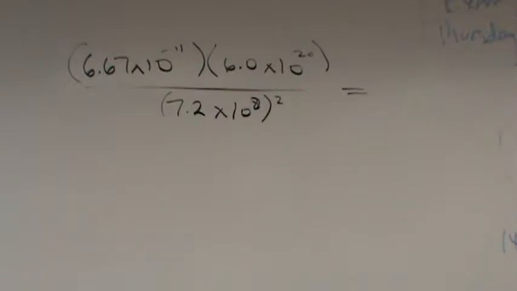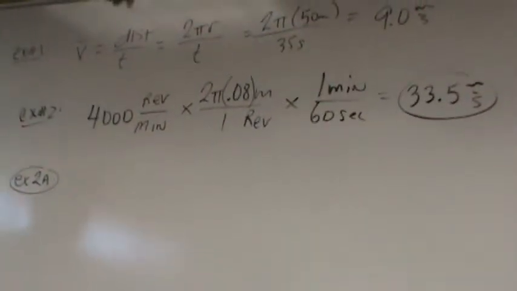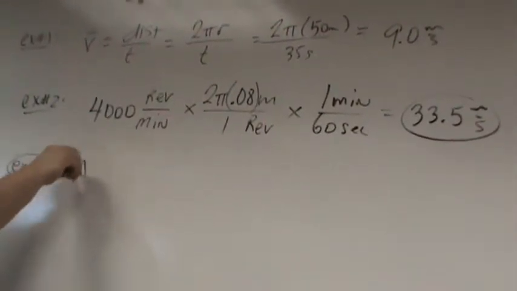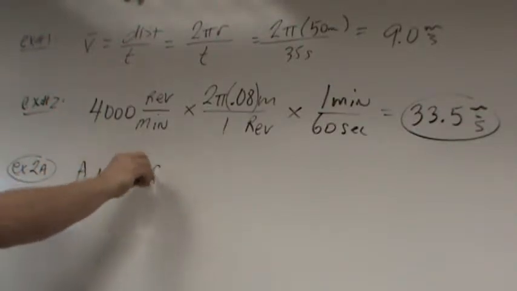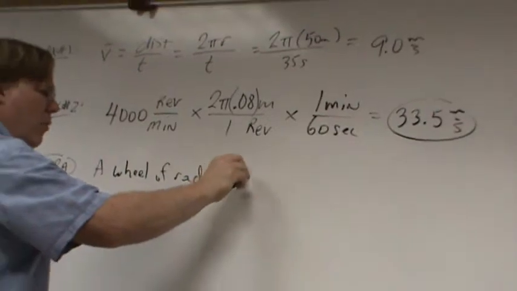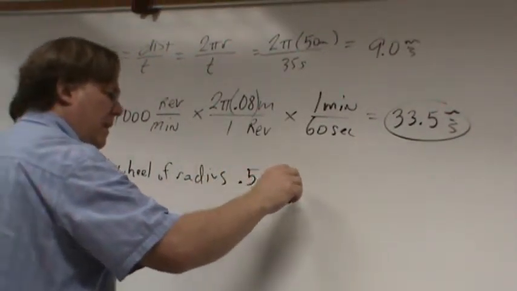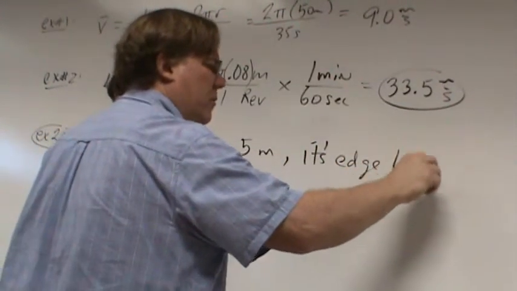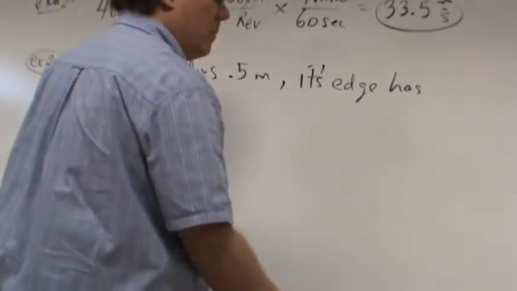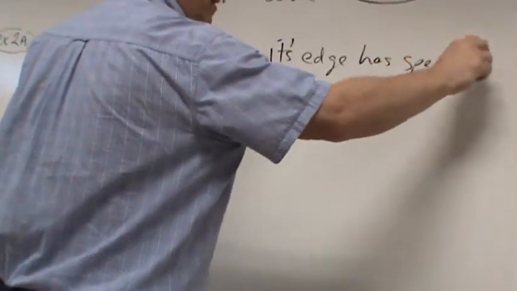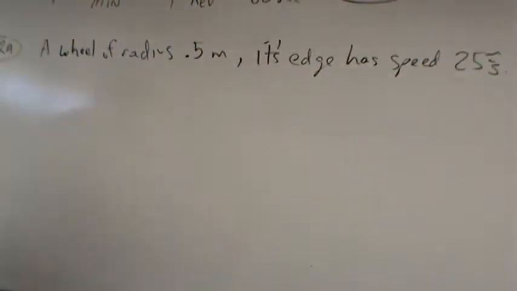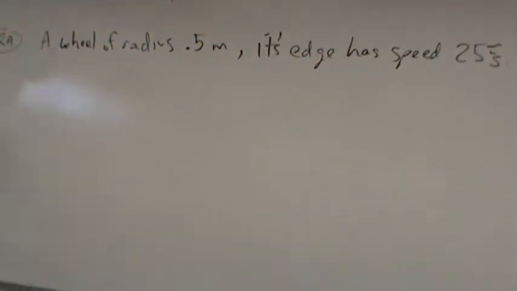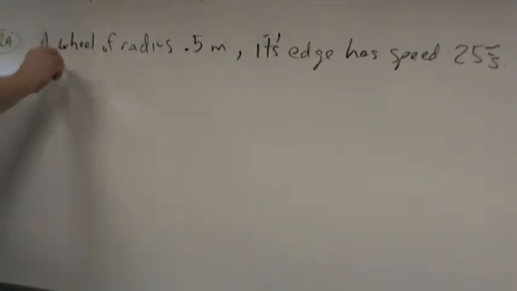That's really important. Okay, here comes another example, an example you guys are going to do. I'll call it example 2A. Okay, but what if I had this? A wheel of radius 0.5 meters. Its edge has a speed of 25 meters per second. So I've got a wheel that's spinning, and its edge has a speed of 25 meters per second. Find the RPM. Please do this now.